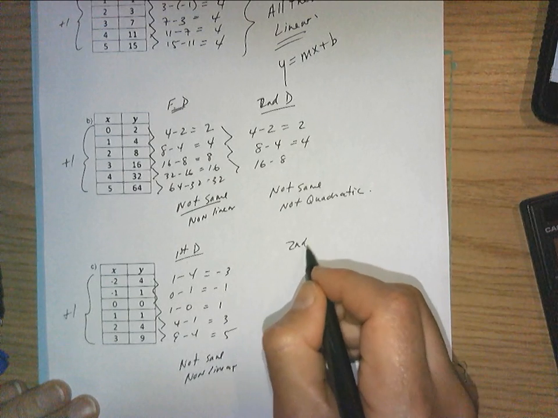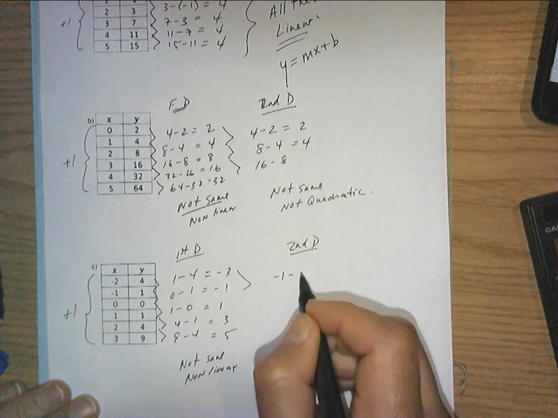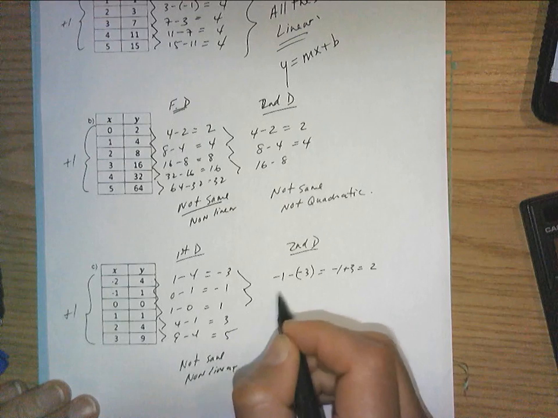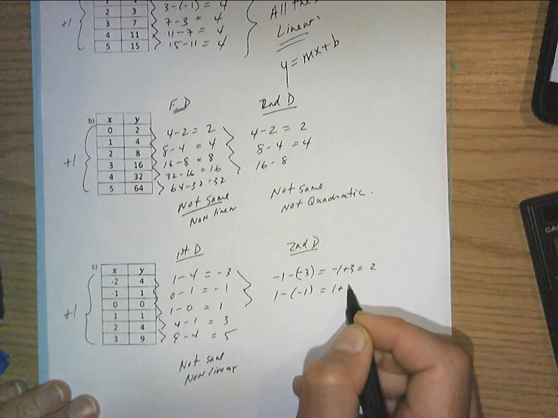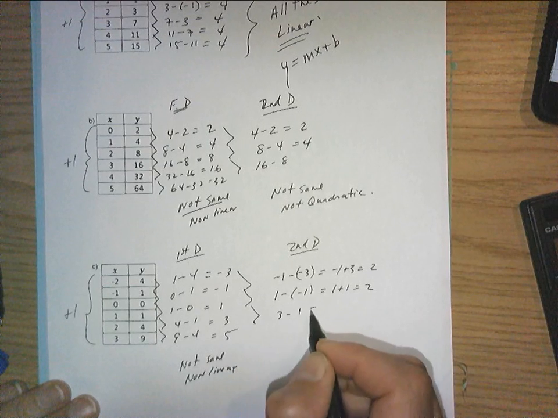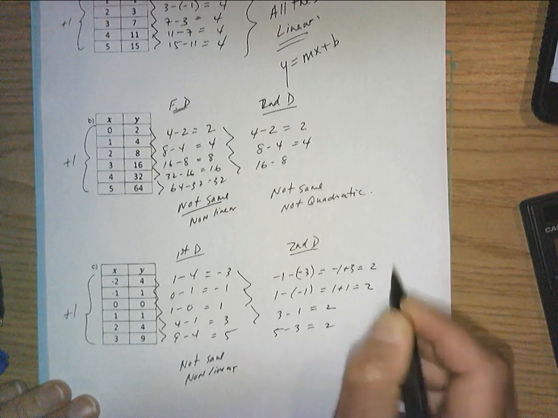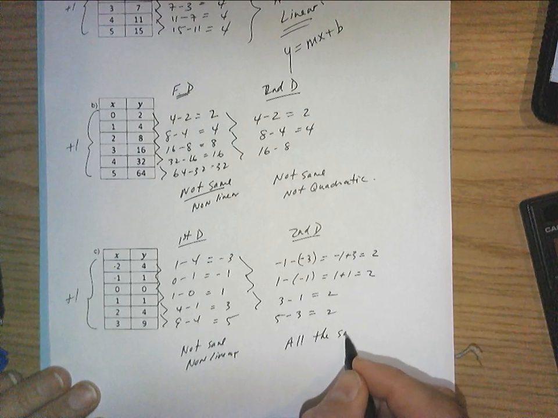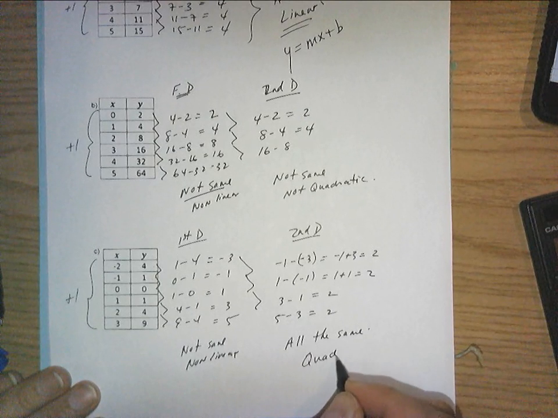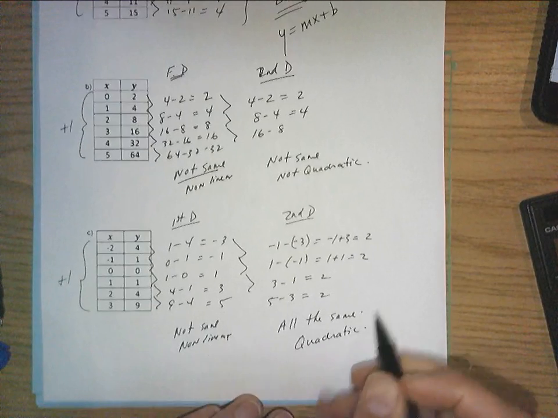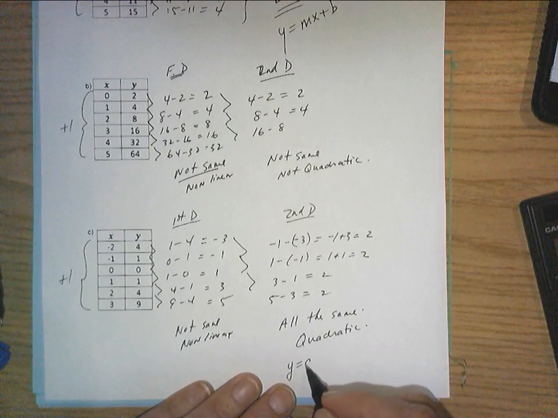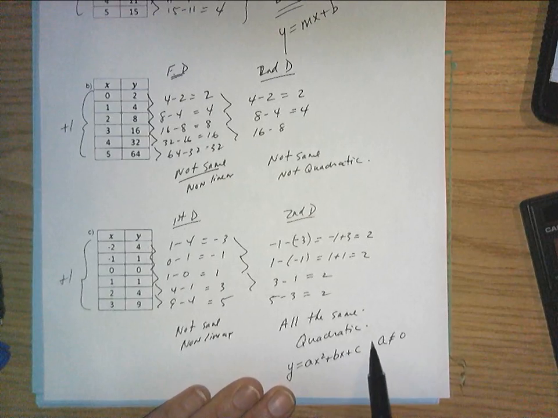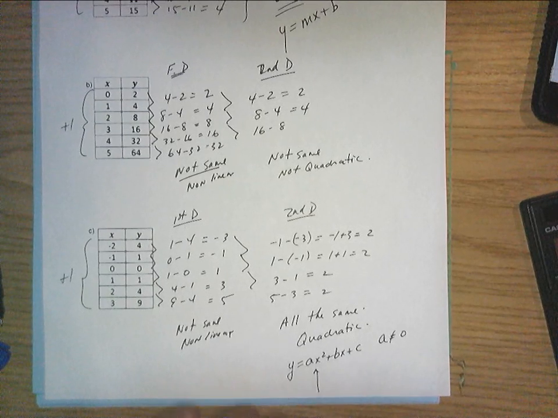Second finite difference is -1 minus -3. It's going to be -1 plus 3, which is 2. 1 minus -1, which is 1 plus 1, which is 2. 3 minus 1, which is 2. 5 minus 3, which is 2. And you got to check all of them, because if one of them changes, then it's done. But since they are all the same, then we know that it is quadratic, which means that the equation that makes this table of values will look something like y equals ax squared plus bx plus c, where a, b, and c are numbers, but a cannot equal 0 because we must have that x squared term.